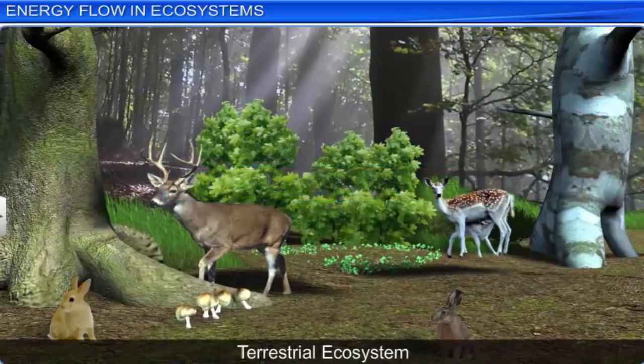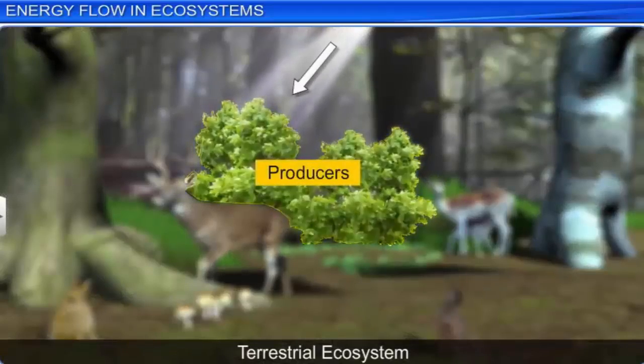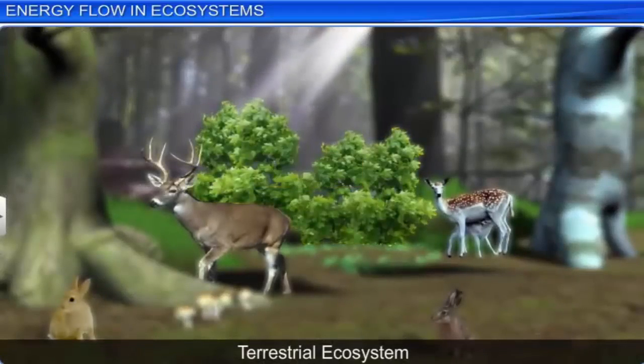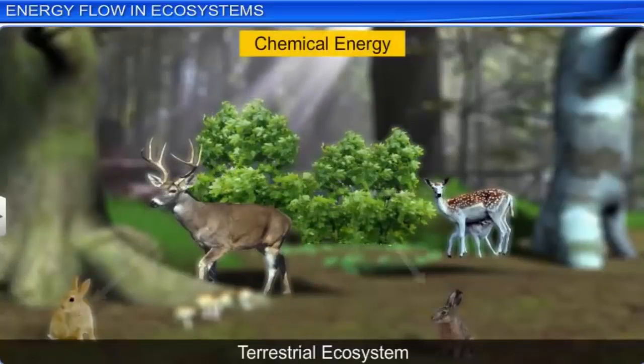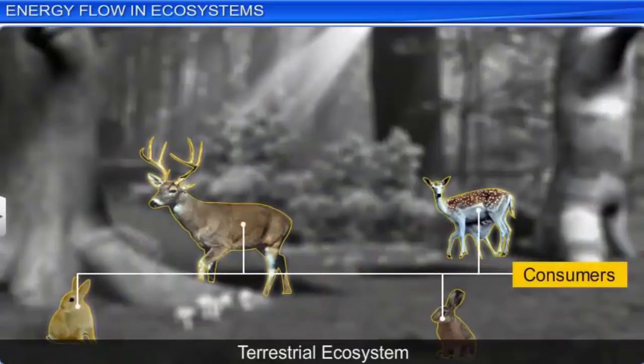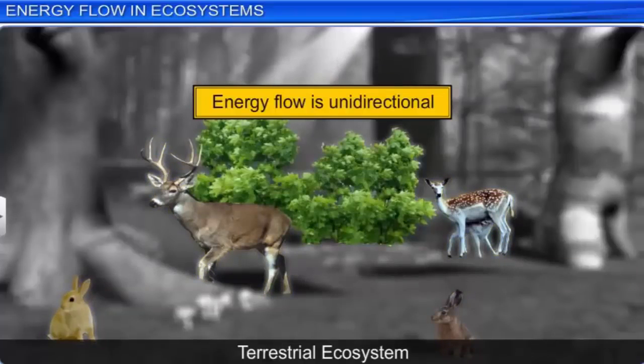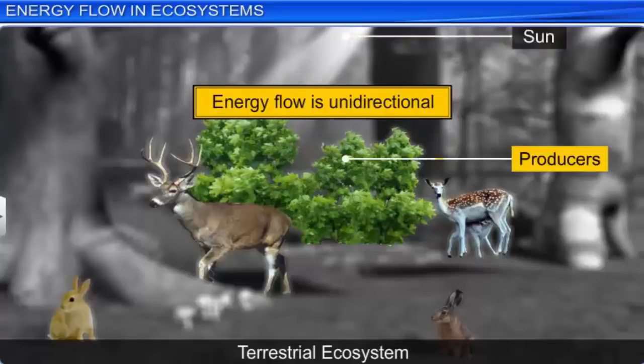In all ecosystems, the solar energy tapped by plants or producers is converted into chemical energy and is passed on to all other organisms. All organisms which are directly or indirectly dependent on producers for their food are known as consumers. Hence, there is a unidirectional flow of energy from the sun to producers and then to consumers.